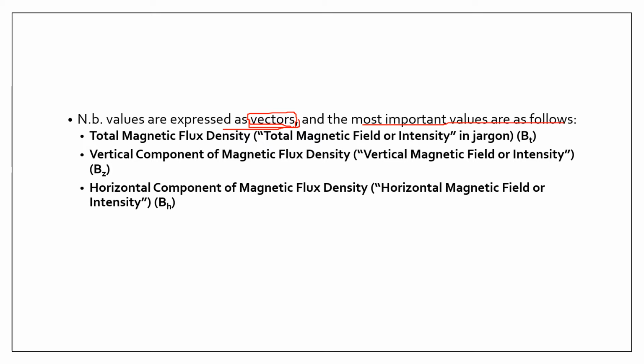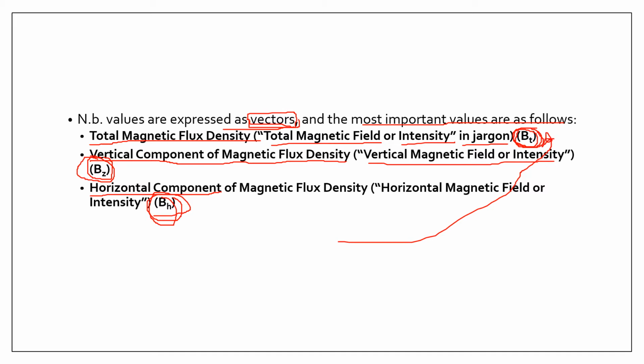Just to summarize the important values, we have total magnetic flux density, which is also called total magnetic field or intensity in the geophysics jargon, indicated by the letter B sub t. We also have the vertical component of the magnetic flux density, or the vertical component of your magnetic field or intensity, B sub z, and the horizontal component, indicated by B sub h. The vector summation of B sub z and B sub h will get you your B sub t.